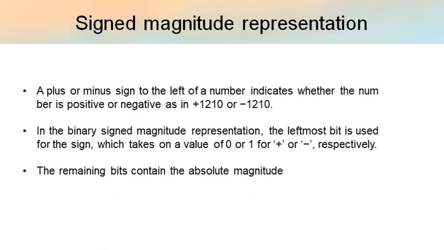In the binary signed magnitude representation, the leftmost bit is used for this sign, which takes on the value of 0 or 1. 0 is used to indicate the plus sign and 1 is used to indicate the minus sign. The remaining bits contain the absolute magnitude.